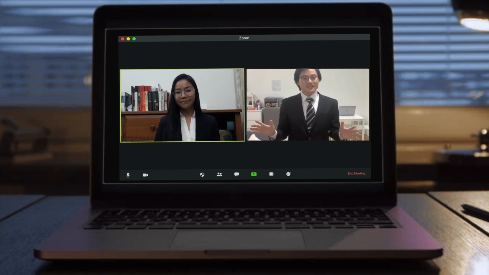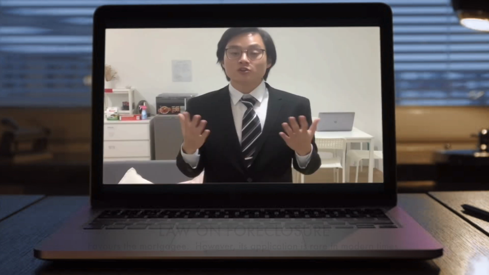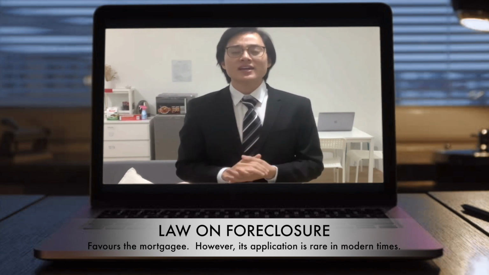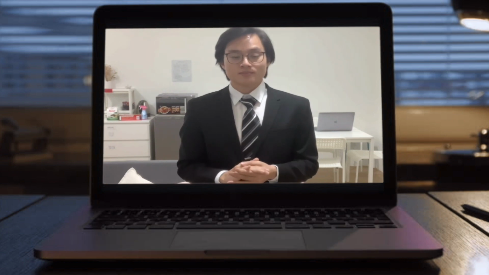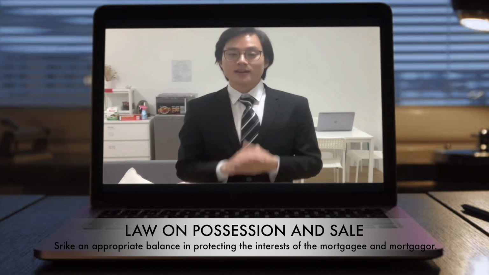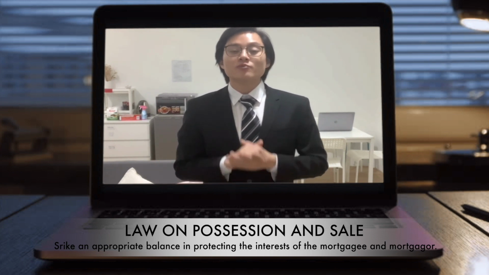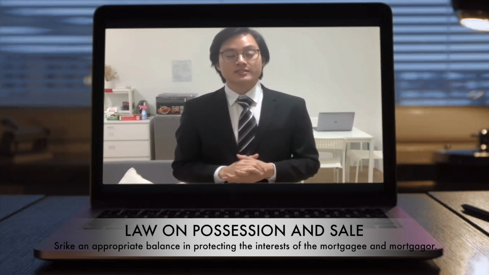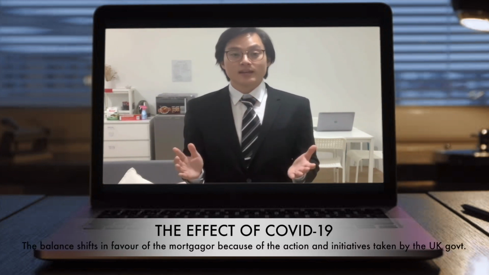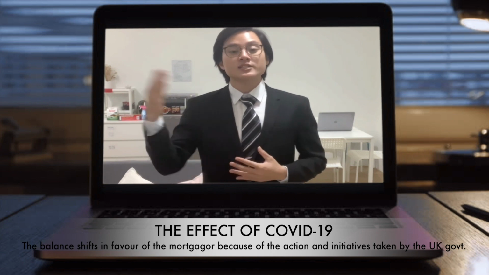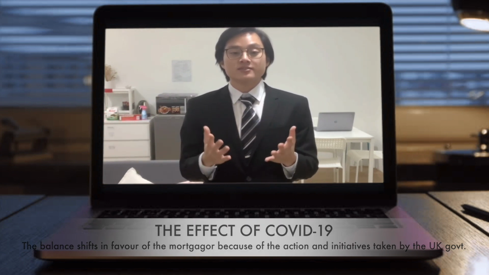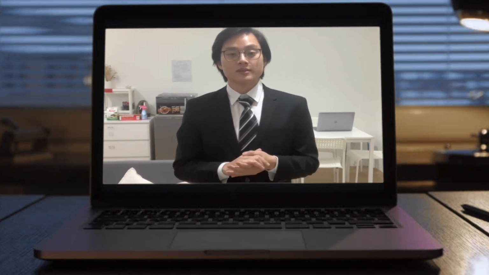With that being said, it is seen that the law on foreclosure favours the mortgagee. However, its application is rare in modern times. On the other hand, both the law of possession and sale seem to strike an appropriate balance in protecting the interests of the mortgagee and mortgagor. With the current COVID-19 pandemic, the balance shifts in favor of the mortgagor because of the action and initiatives taken by the United Kingdom government.